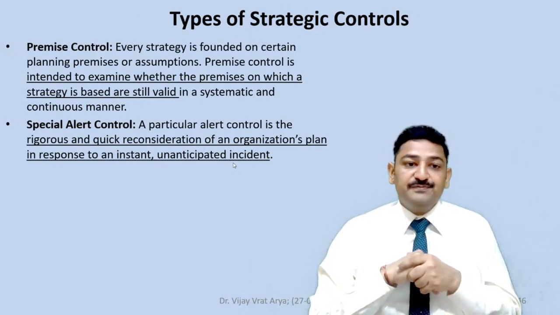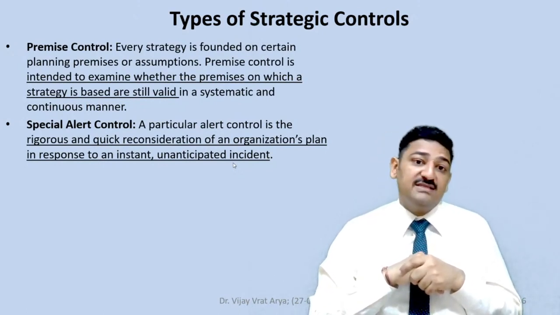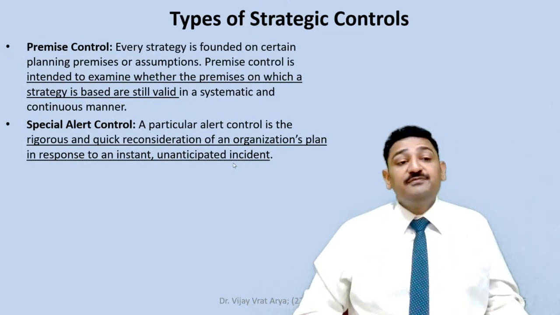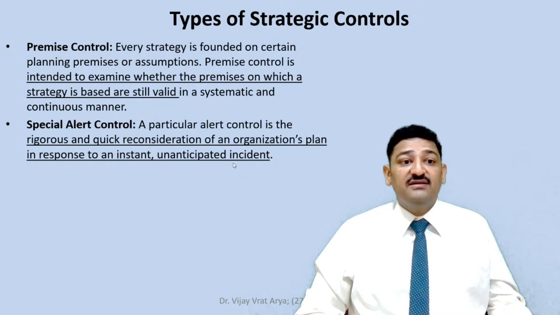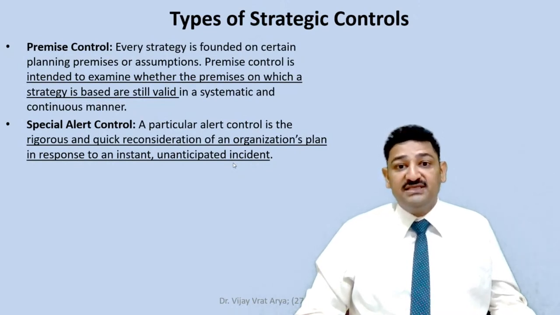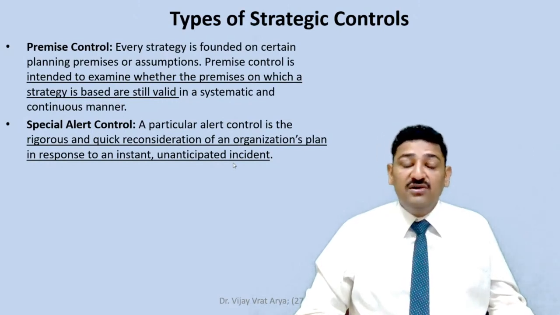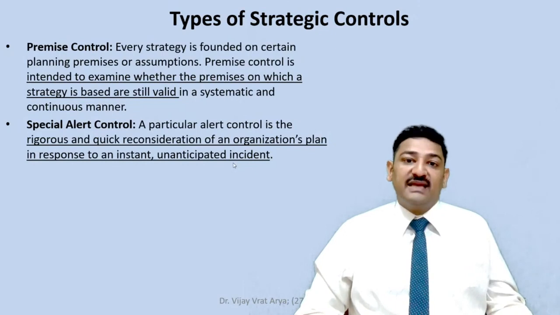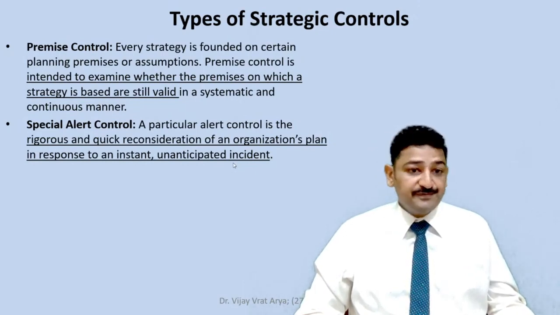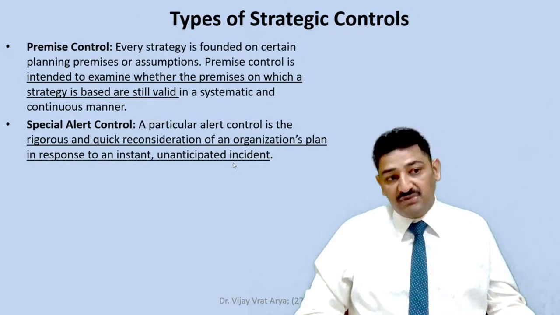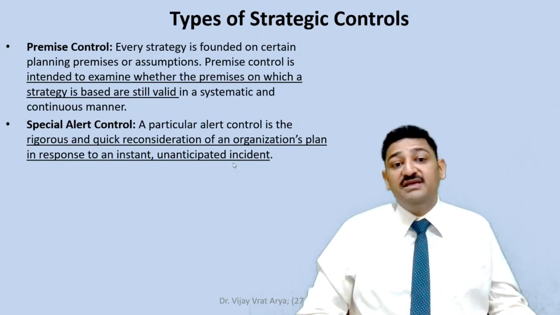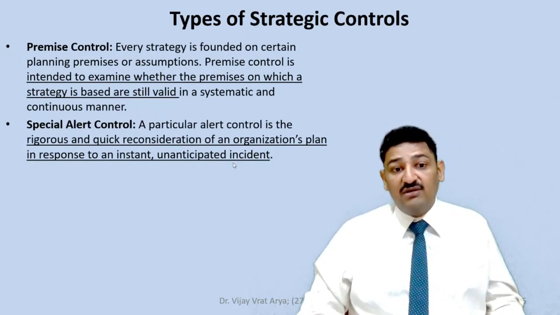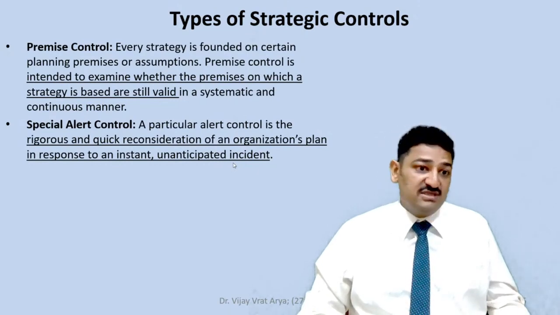In the case of premise control, you will notice that every strategy is founded on certain planning premises or a set of assumptions. Premise control is intended to examine whether the assumptions taken at the initial stage, on which a strategy is based, are still valid or not. And if they are not, then they need to be reassessed. In the case of the second type of strategic control, special alert control is the rigorous and quick reconsideration of an organization's plan in response to an instant or unanticipated incident that can affect such a situation.